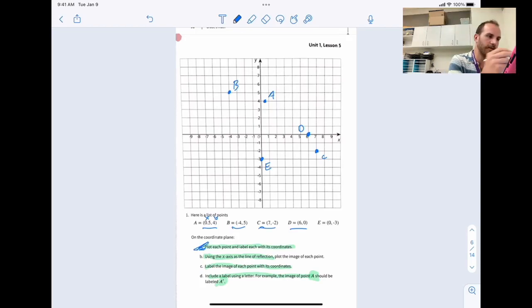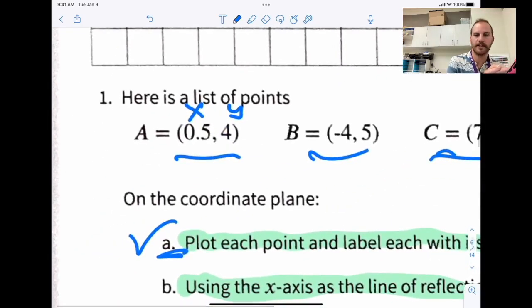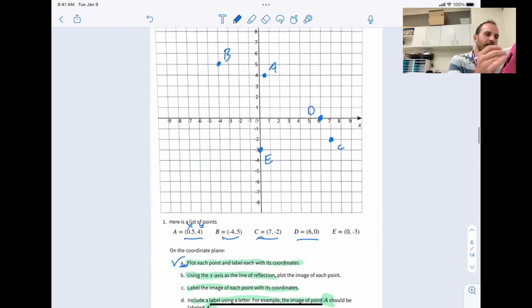We can check that off, all right? I want a better check than that. That's way better. Look at that check mark. Ooh, that is crisp.